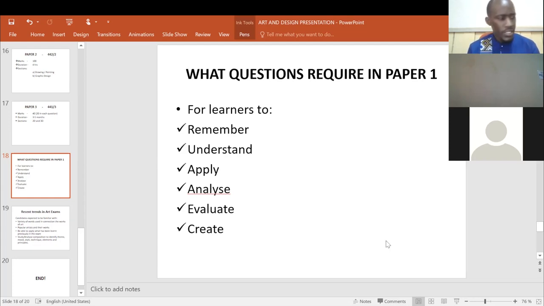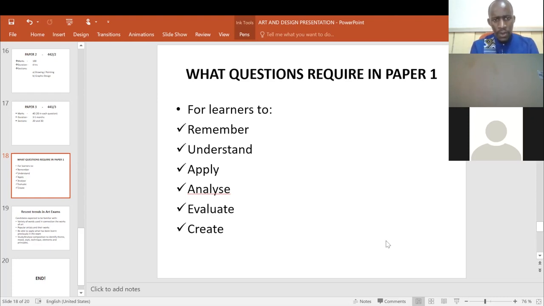K.C.S.E. 2014 says, using the stippling technique, create a three-dimensional effect on the form illustrated below. The candidate is supposed to relate. We talked about the techniques of creating value in drawing. So the candidate is required to analyze, then apply what was learned in class as far as the shading techniques are concerned to answer that particular question.